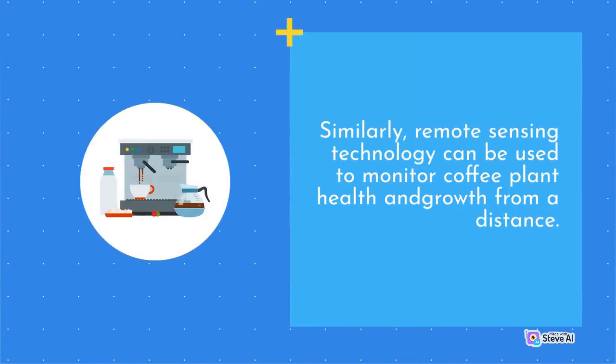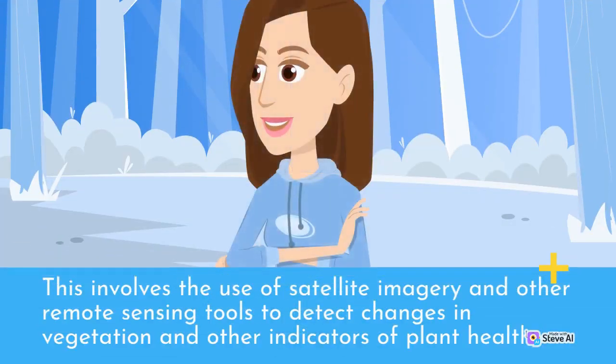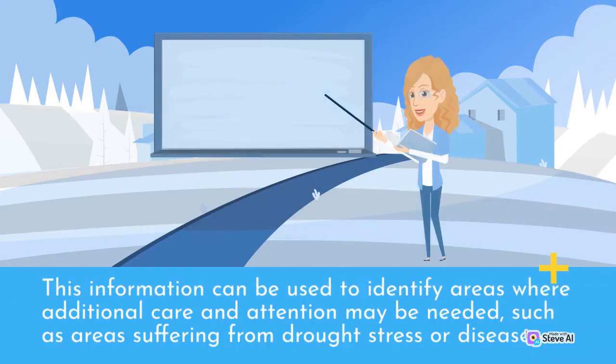Similarly, remote sensing technology can be used to monitor coffee plant health and growth from a distance. This involves the use of satellite imagery and other remote sensing tools to detect changes in vegetation and other indicators of plant health. This information can be used to identify areas where additional care and attention may be needed, such as areas suffering from drought stress or disease.